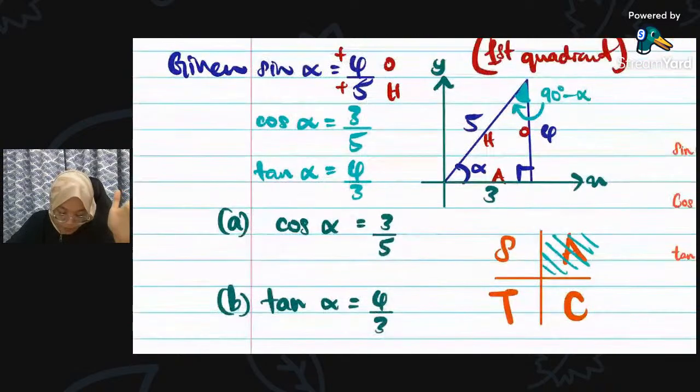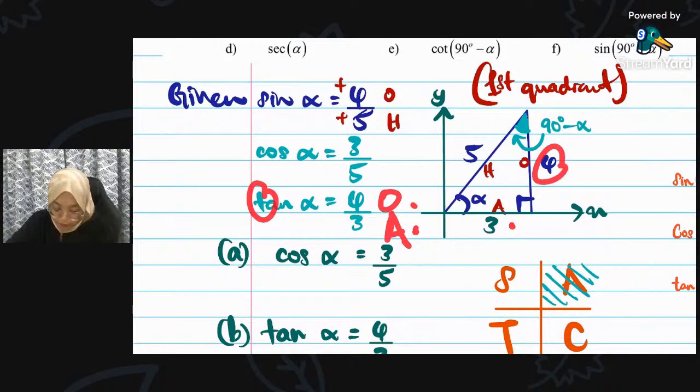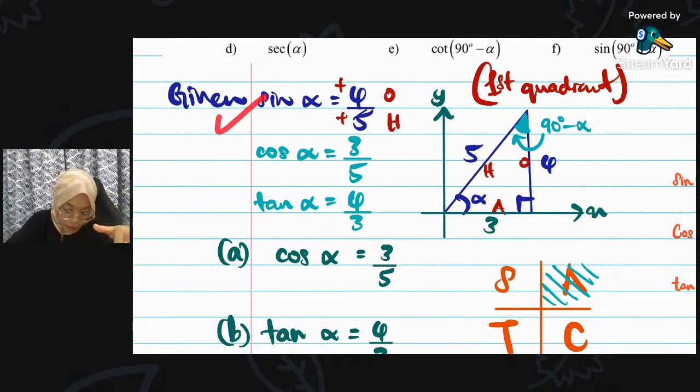And so you can find the cos and the tangent. So cos pun senang je. So ka tua, you know that cos is AH, adjacent over hypotenuse. So you just bring the 3 over 5. That's it. While tangent is TOA, so 4 over 3. That's it. So you list it out.